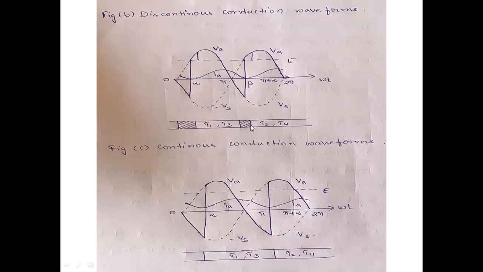Okay, and at this time we are giving firing angles to T2 and T4. So T2 and T4 are fired at pi plus alpha, at the time period of alpha plus pi. What happens? T2 and T4 are fired. So the next cycle of motor terminal voltage VA starts here, from this point.